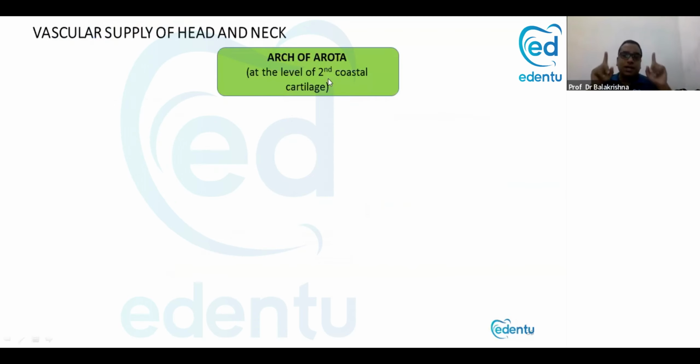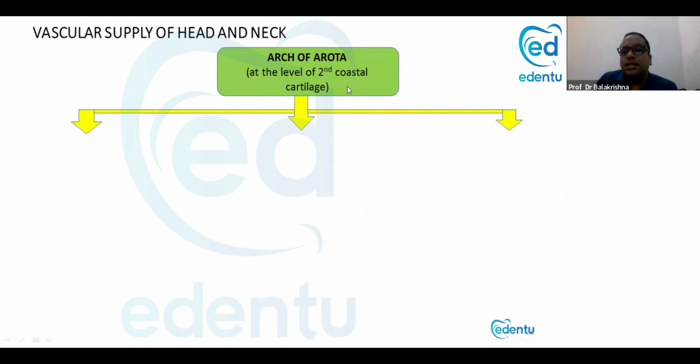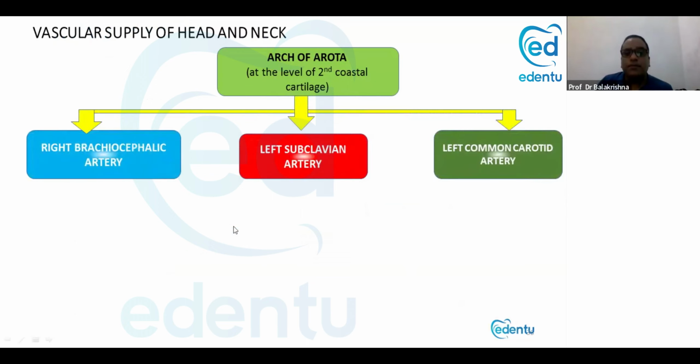So now we have studied through the cardiac cycle, through the arch of aorta, the blood is pumped to different parts of the body. Same thing. So from the arch of aorta, at the level of second intercostal cartilage, there are 3 branches. The 3 branches are your right brachiocephalic artery, left subclavian artery, left common carotid artery. So please understand there is 1 right and 2 left.